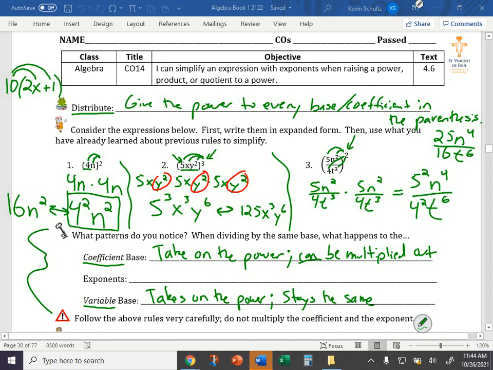How about the exponents? What happens with our exponents when we distribute? If a base already has a power, we saw it a couple times here in these examples, what happened? When a base already has a power, what did we do? Lauren? Multiplied. The exponents are multiplied. Okay? So we have a rule in which the exponents are added. We have a rule in which the exponents are subtracted. And now we have a rule for which the exponents are multiplied.